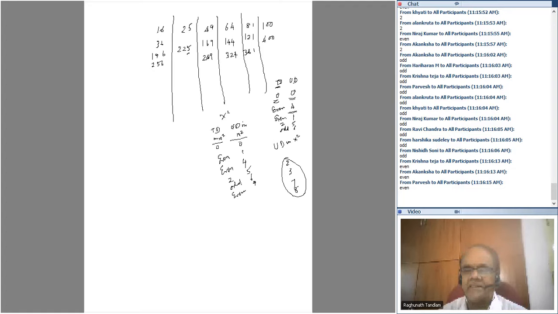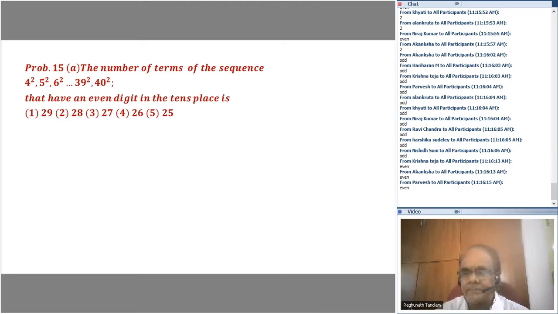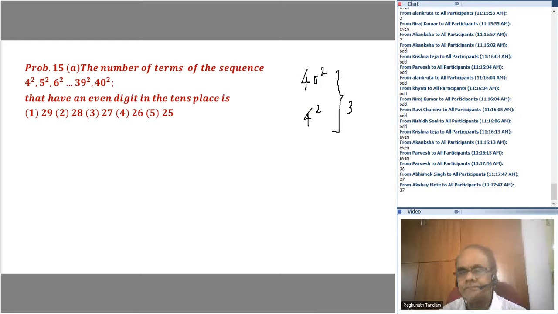So when does it become odd here? When 6 is in the units place. Are you clear? When 6 is in the units place, the tens digit becomes odd. What does the question want? It says how many of them have an even digit in the tens place. So 40 squared to 4 square, how many numbers are there? 37 numbers. Not 36, 37 numbers.